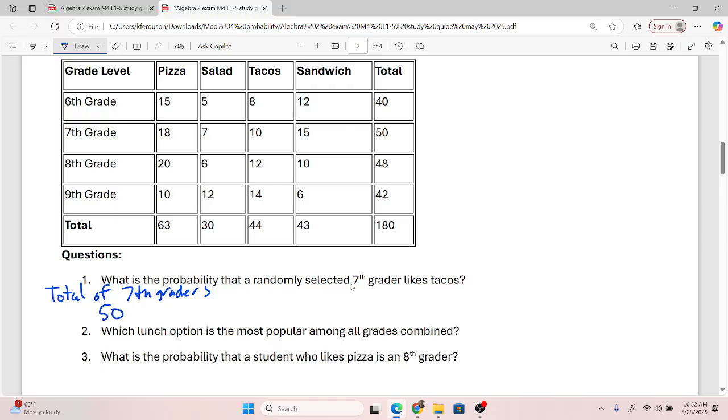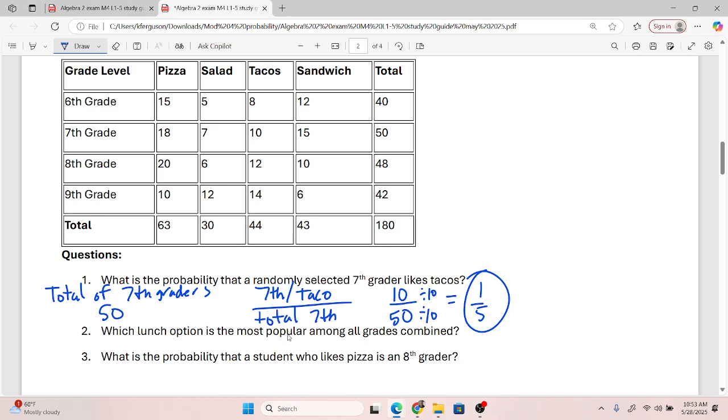There's 50 seventh graders. So what I want for my probability, I want the seventh graders that like tacos, and I'm going to put that over the total of seventh graders. So the seventh graders that like tacos, right there, 10. The total number of seventh graders is 50. Well, both of these numbers end in 0, so I can divide both of those by 10. And I get 1 over 5 as my probability. And that's that.